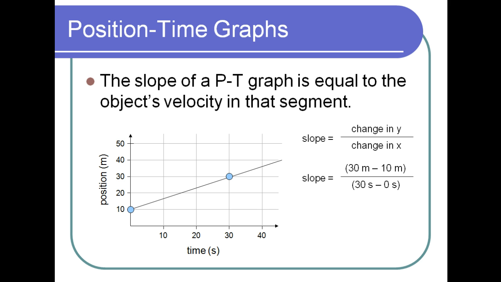So position 2 is 30 on the position side, and position 1 is 10. So it's 30 minus 10, final minus initial. And then the final time is 30 seconds, and initial time is 0 seconds. So then the slope is 20 meters divided by 30 seconds. And so our slope is 0.67 meters per second, north, east, west, some direction, positive direction, negative direction. But just remember that velocity has to have a direction because it is a vector quantity.